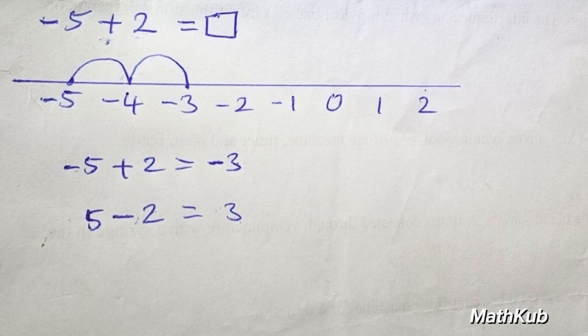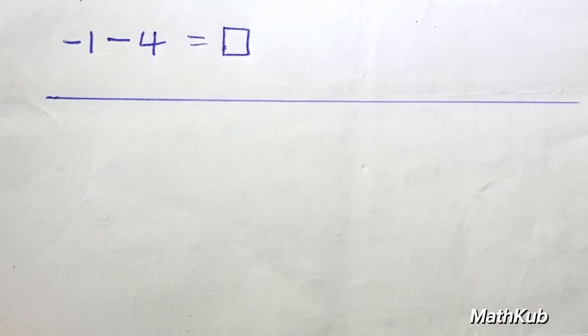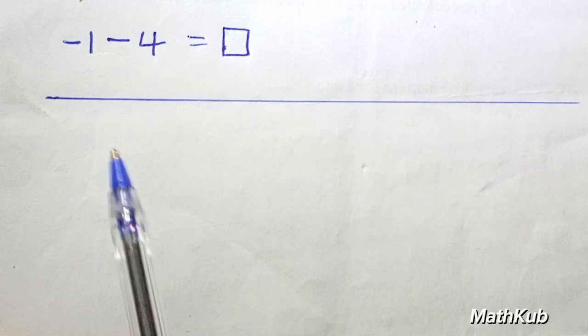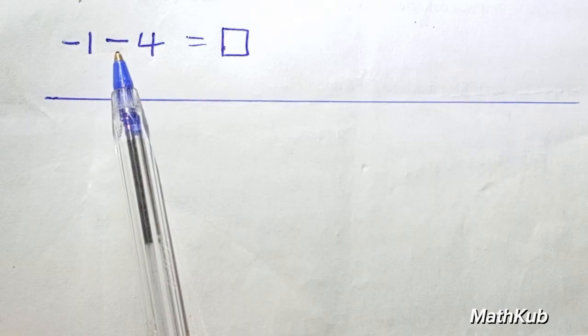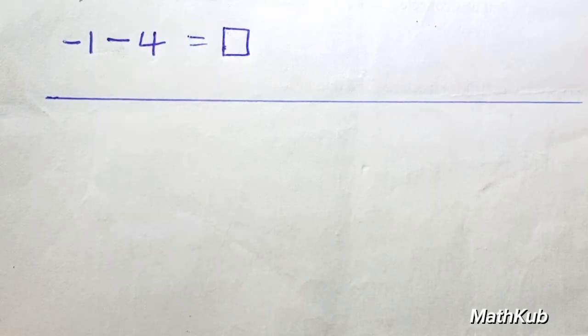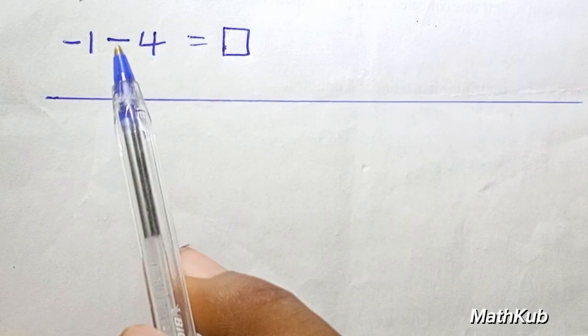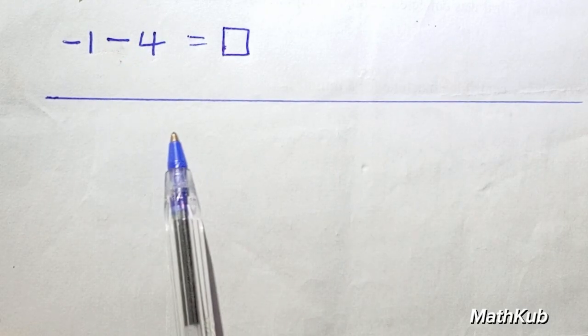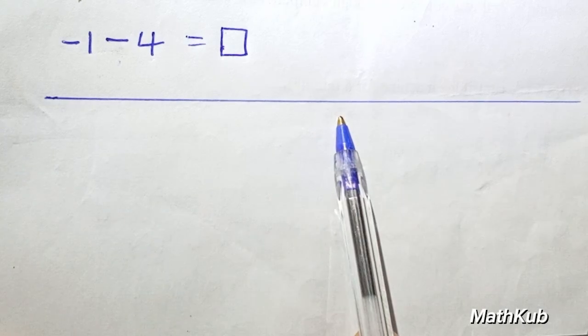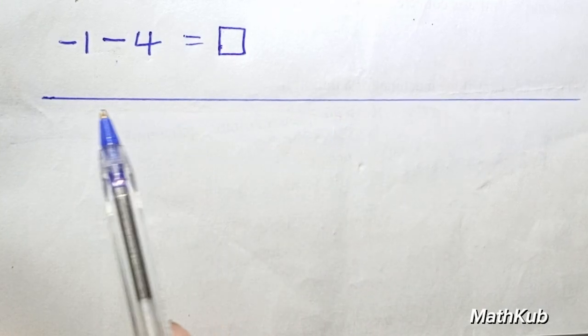Let's go over to another example. All right, the next example, minus 1 minus 4 is equal to what? In this case, remember I told you the last time that you have to consider the middle sign. In this case, the middle sign is what? Minus. What does that mean? It means that we are counting to the left. If we start from here to count, we are counting to the left.